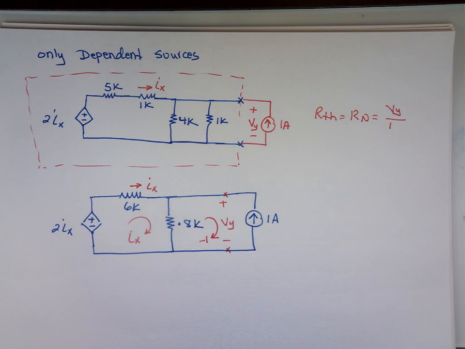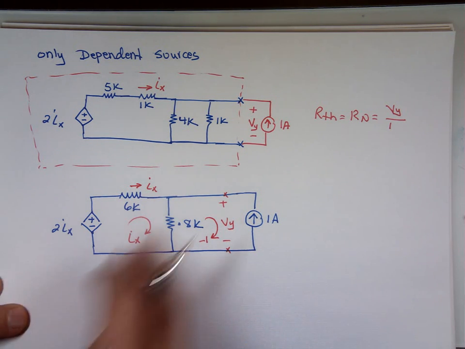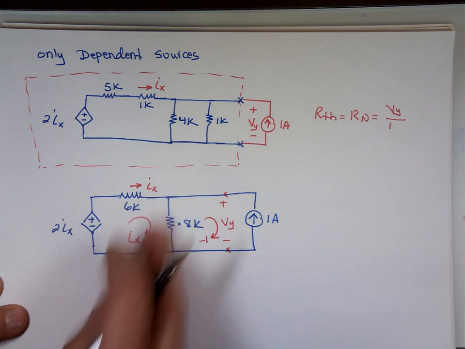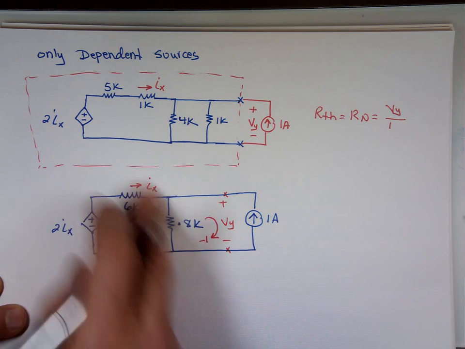So if I do a KVL here, I'll go sum of the voltage in a closed loop is 0. Minus to plus, that's a minus 2 times I sub x.